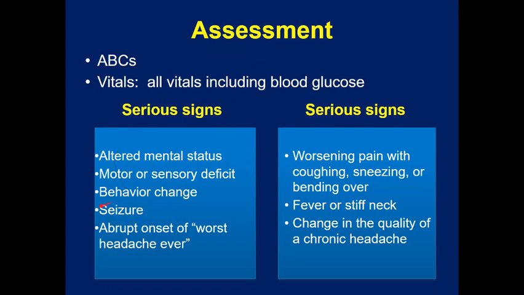Seizures, if a headache is accompanied by a seizure. If they describe it as the worst headache of their life, right? You learned about epidural and subdural hematomas. Subarachnoid hemorrhages are classically described as the worst headache of their life. If they have worsened pain with bending over, that can be suggestive of increased ICP. Fevers, probably infection, stiff neck.